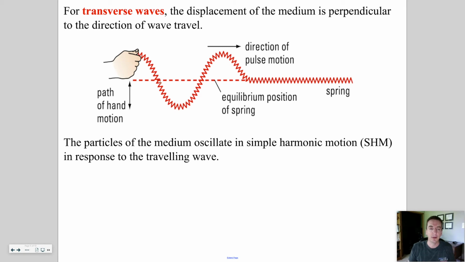So if you were to attach a piece of tape here or something like that, if we were in the class, I would do that. And the tape, you would just keep around, and the tape would be moving up and down. The tape would not be moving to the right across the class. So the particles of the medium, in this case the coils of the spring, are moving up and down, whereas the wave travels across the screen to the right, perpendicular directions.